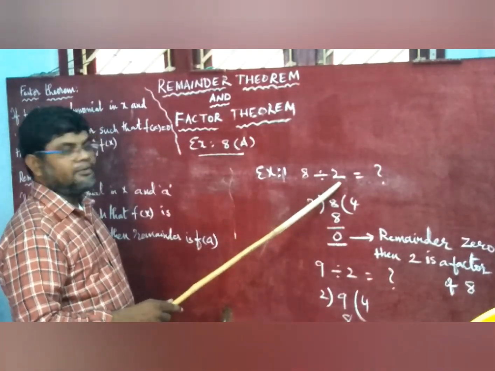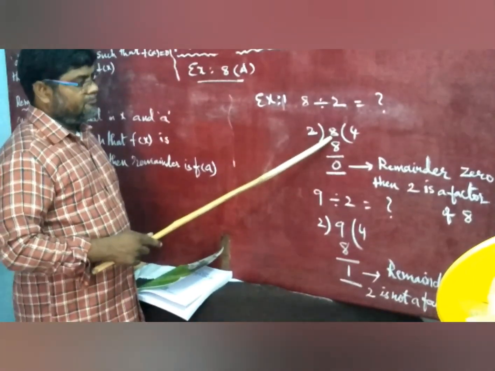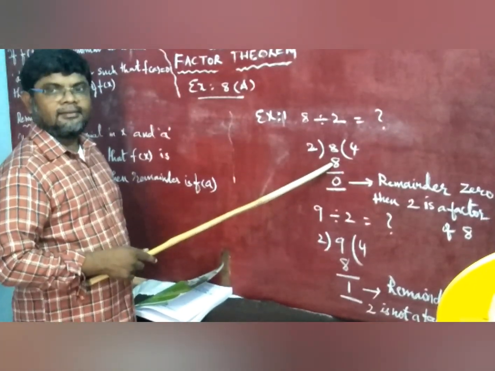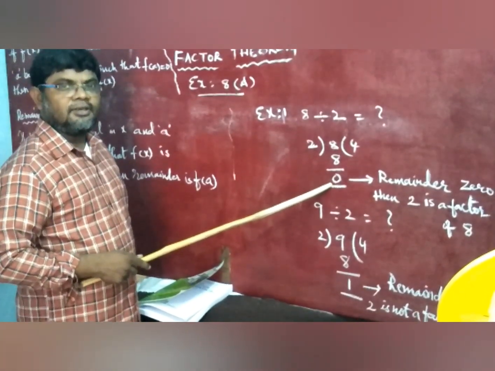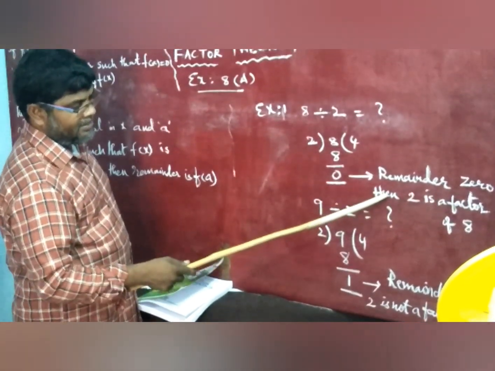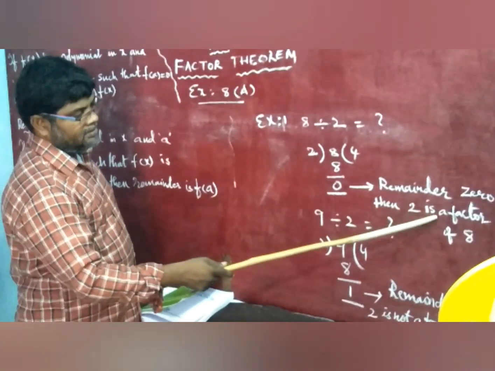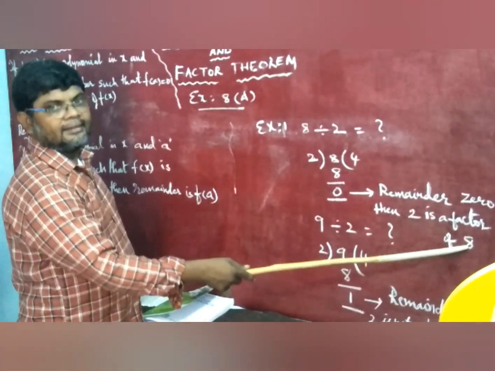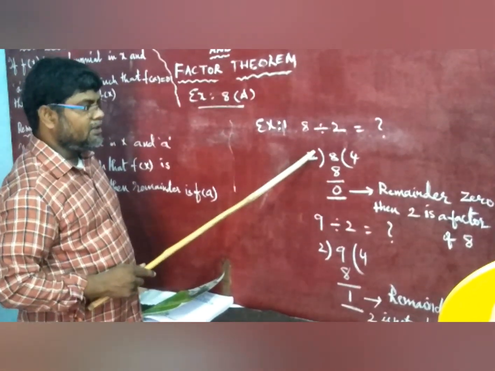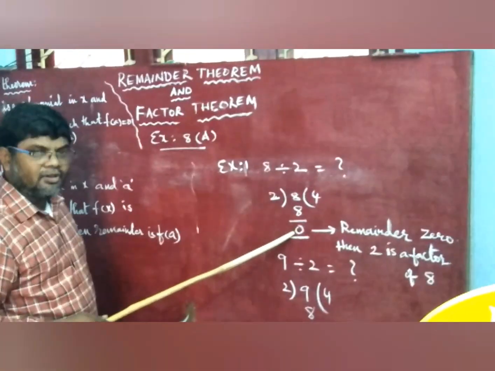8 divided by 2. When 8 is divided by 2, it goes 4 times. 2 4s are 8 and the remainder is 0. When the remainder is 0, then we can say or we can write 2 is a factor of 8. This is called factor theorem. 2 is a factor of 8. Why? 2 goes 4 times and the remainder we got is 0.